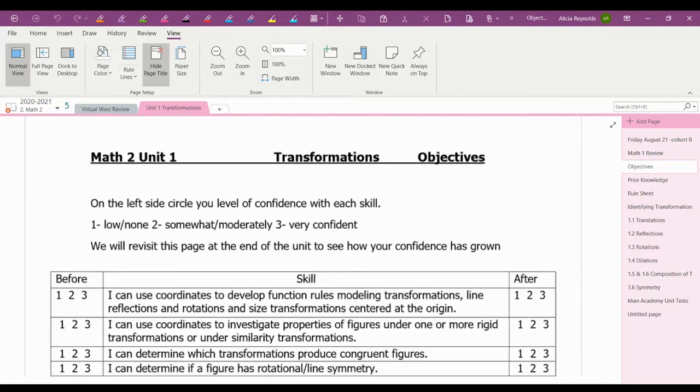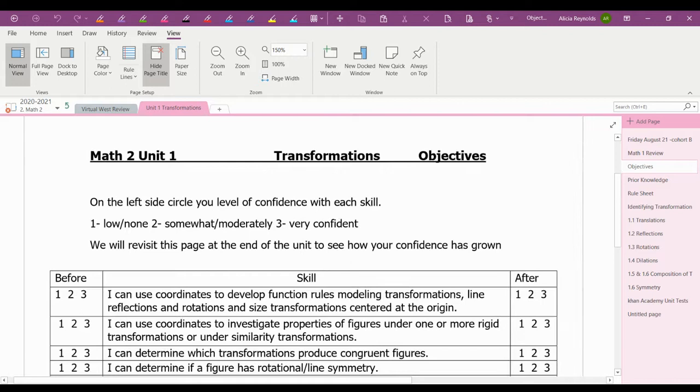This video is to introduce Math 2 Unit 1, transformations, objectives, prior knowledge, rule sheet, and identifying transformations. So this will be the video I want you guys to watch on Monday, August 24th, in preparation for our 1.1 translations assignment. Some of these due dates are going to have to be a little bit flexible as we go through and I can see what is going to be a good pace for class.